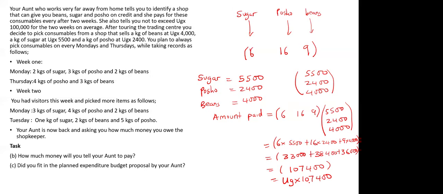For such a case, this would be the best way to do it, but all of them are correct. So here you conclude: how much money will you tell your aunt to pay? You say that I'll tell my auntie to pay Ugandan shillings 107,400, because that is the total amount I spent in the 2 weeks. Hope that is very okay.